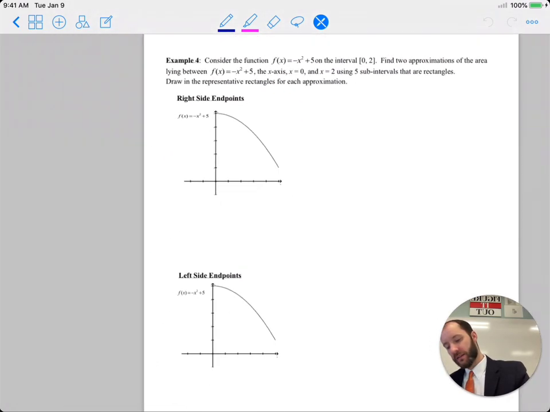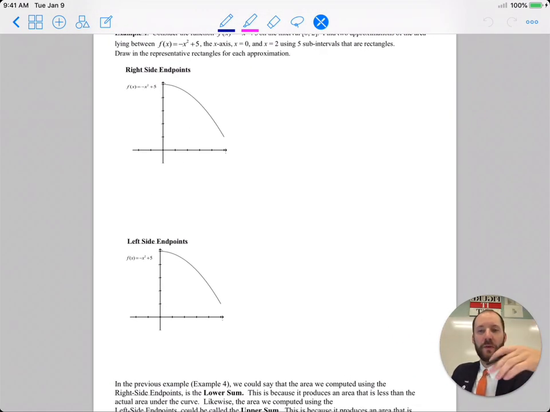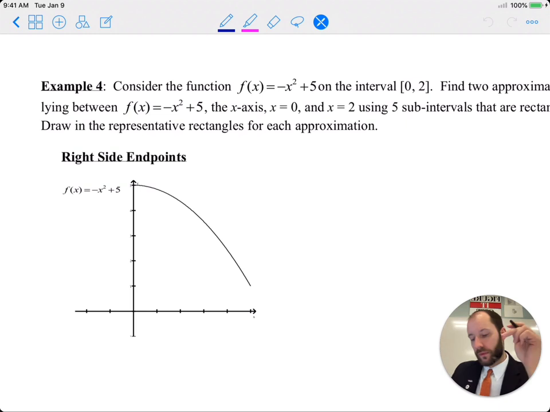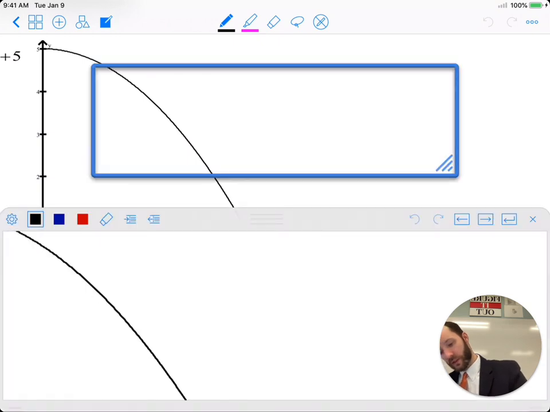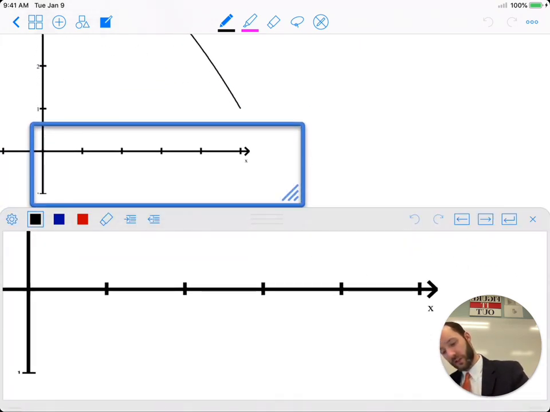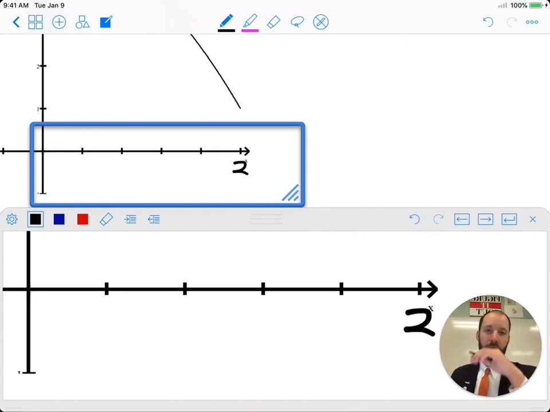Now, this idea can be applied to finding area under a curve. So, right side endpoints, left side endpoints. You have a curve. We're going from 0 to 2 on the curve. We're going to use 5 subintervals.